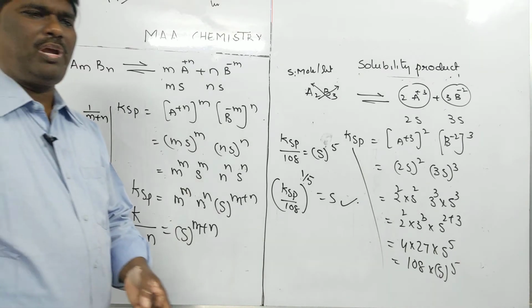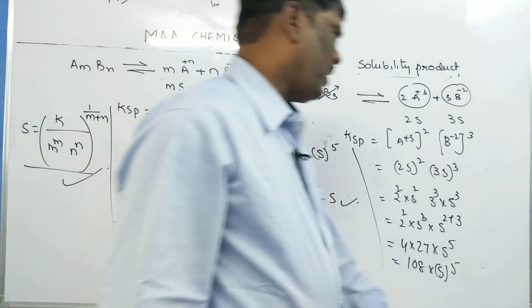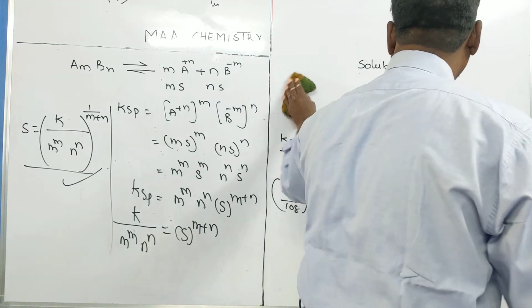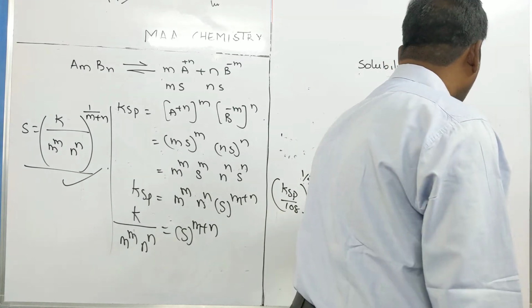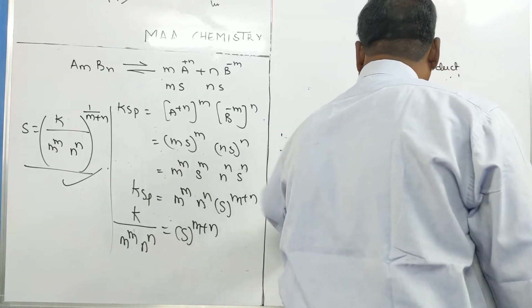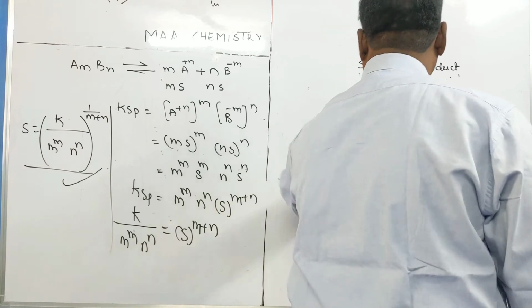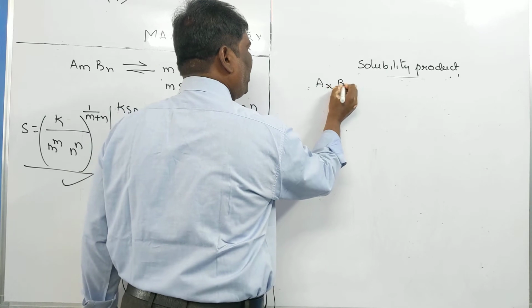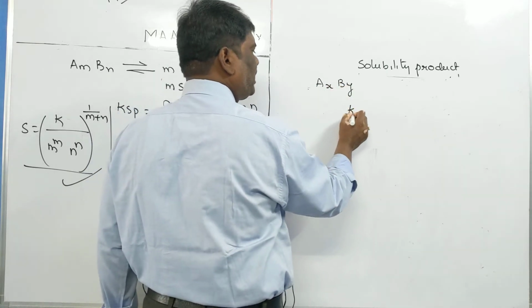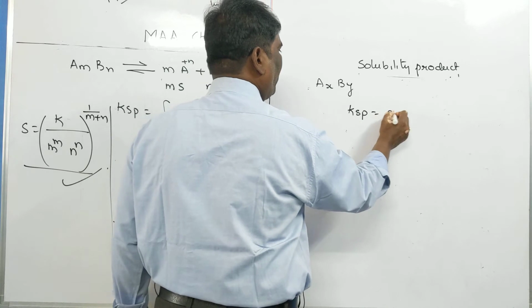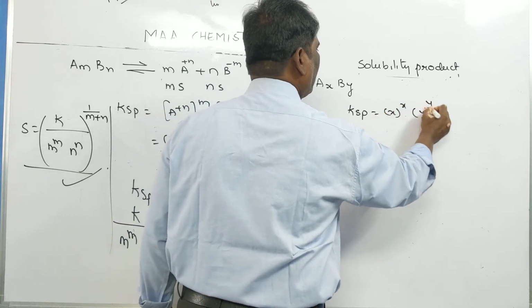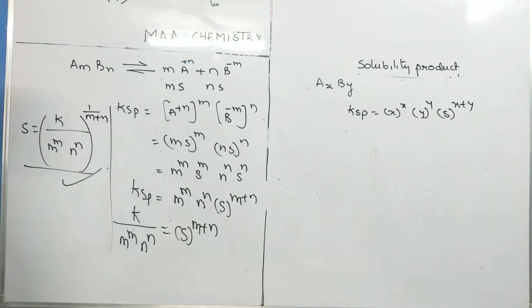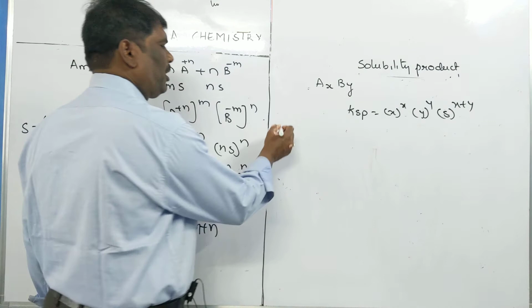Okay. Now we are going for the numericals. So what is the general formula? If we take a salt of type AXBY, what is the solubility product? KSP is taken as X power X, Y power Y, S power X plus Y. Thus we calculate. Now the problem.